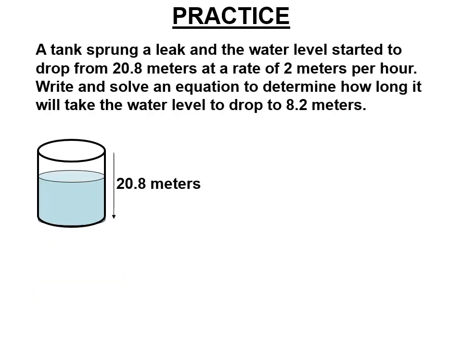All right, so there's the water level dropping. And so let's do that. Blank times, I'm going to use h for hours, plus blank equals total. All right, so we're starting at 20.8. It's going down 2 meters per hour again, and we're going to end up down here at 8.2. Okay, so that's my equation. Now I've got to erase these little blanks here, and then we're going to subtract 20.8 from both sides.